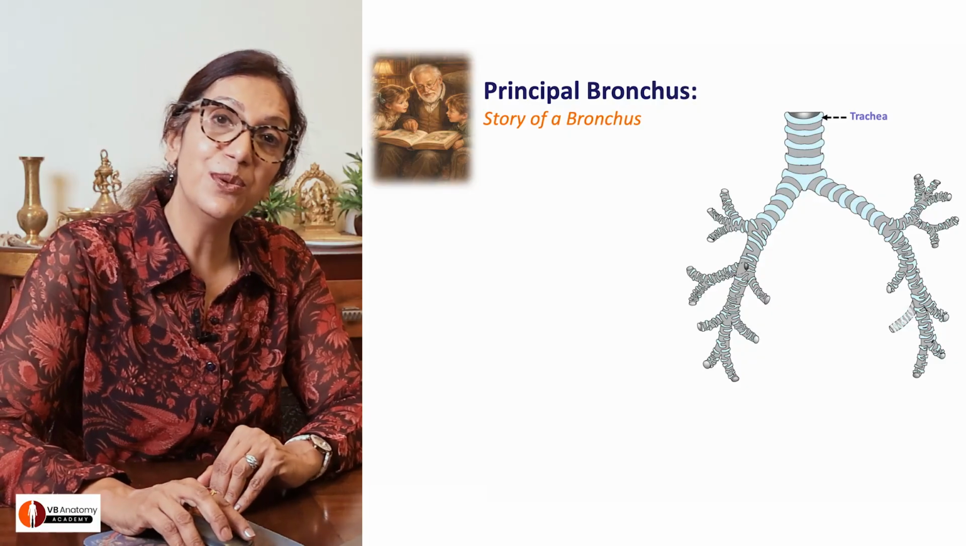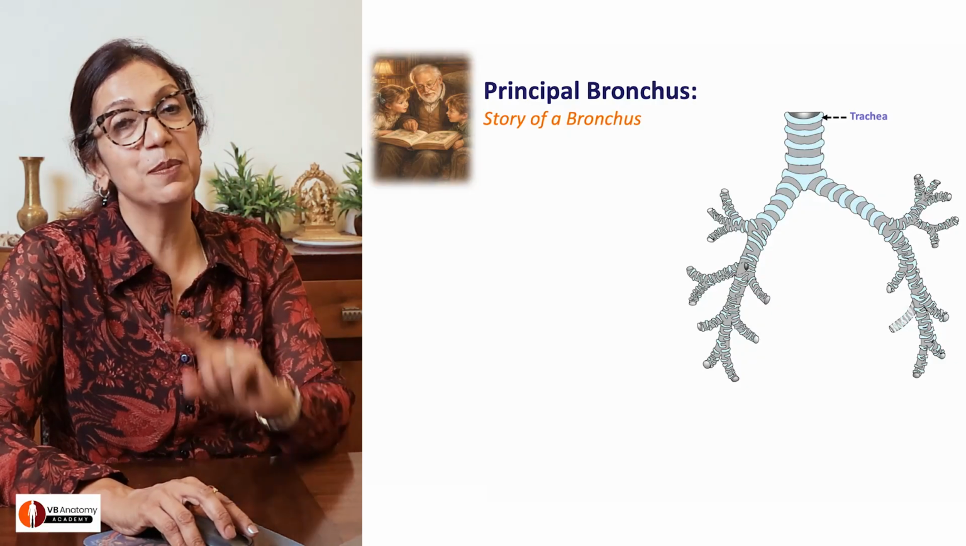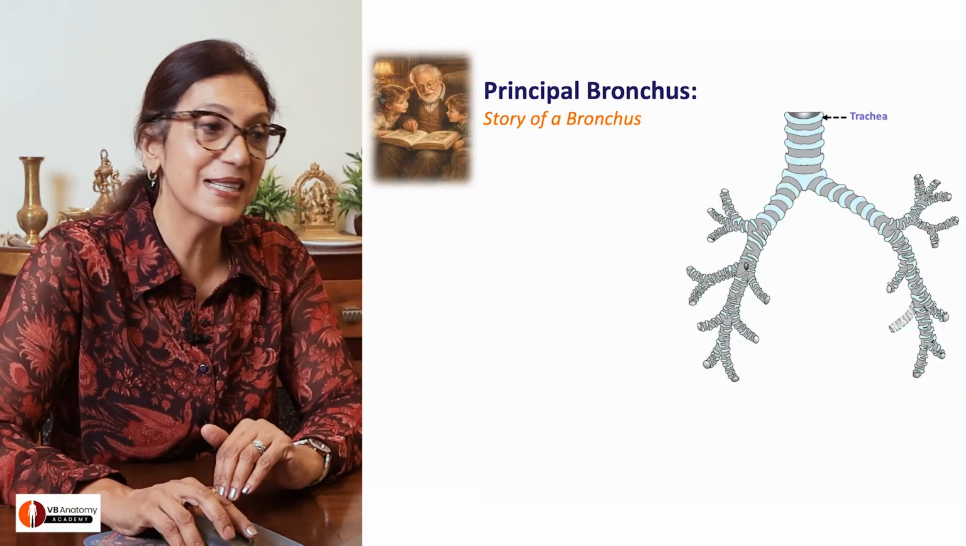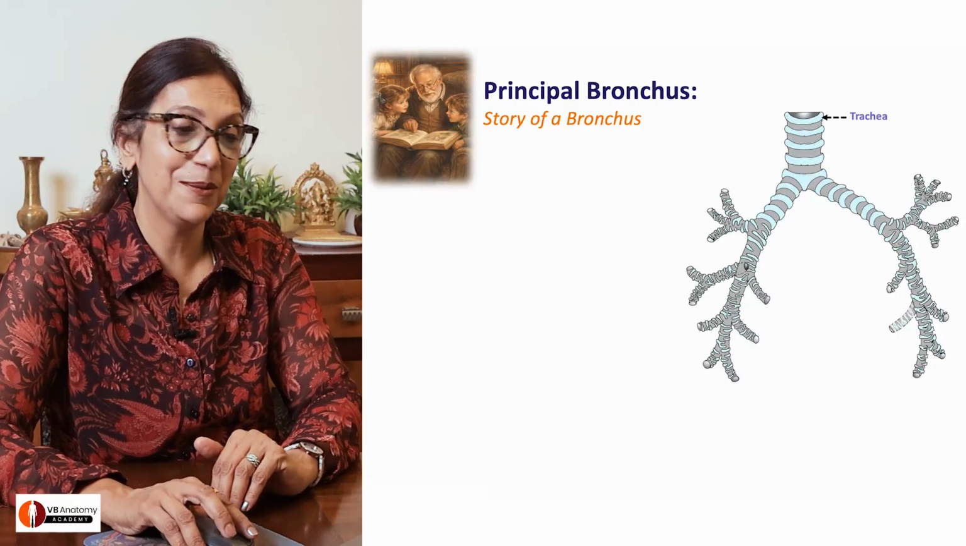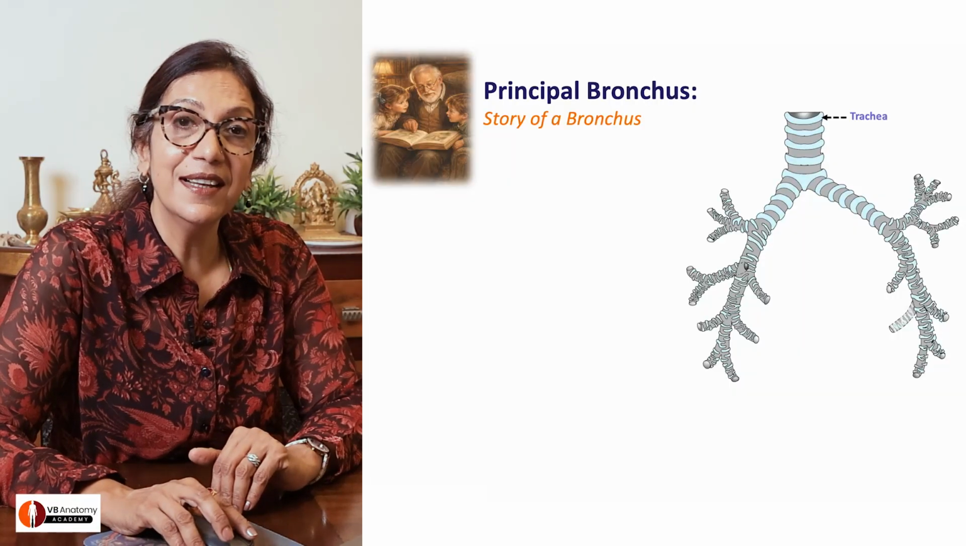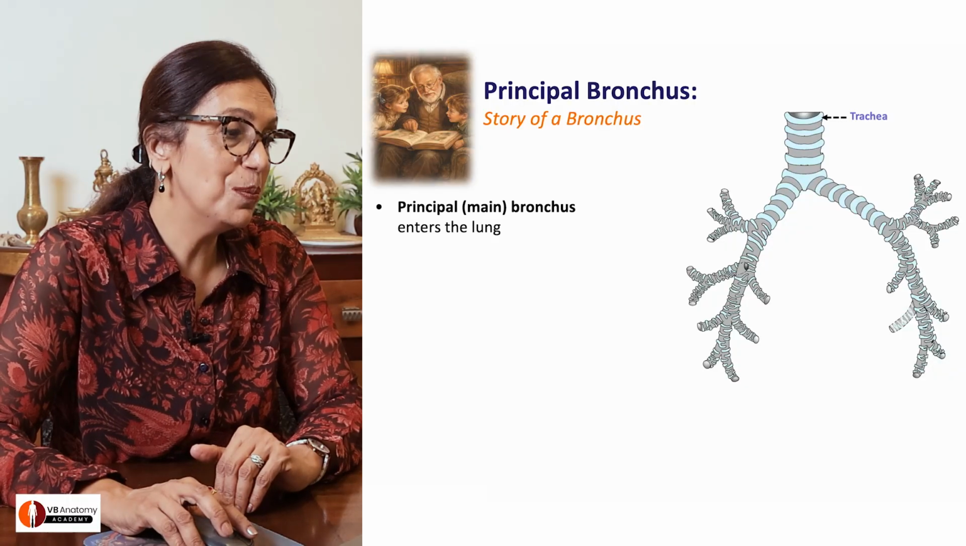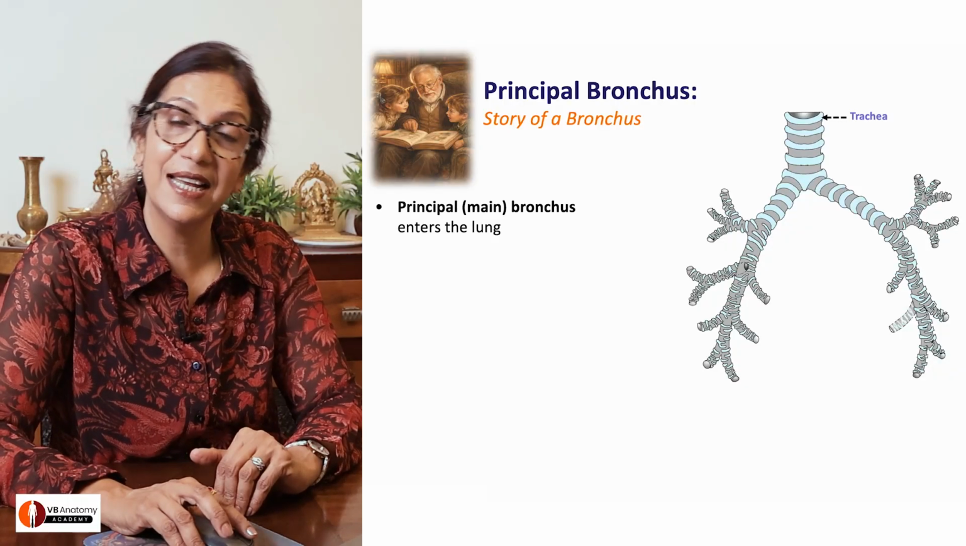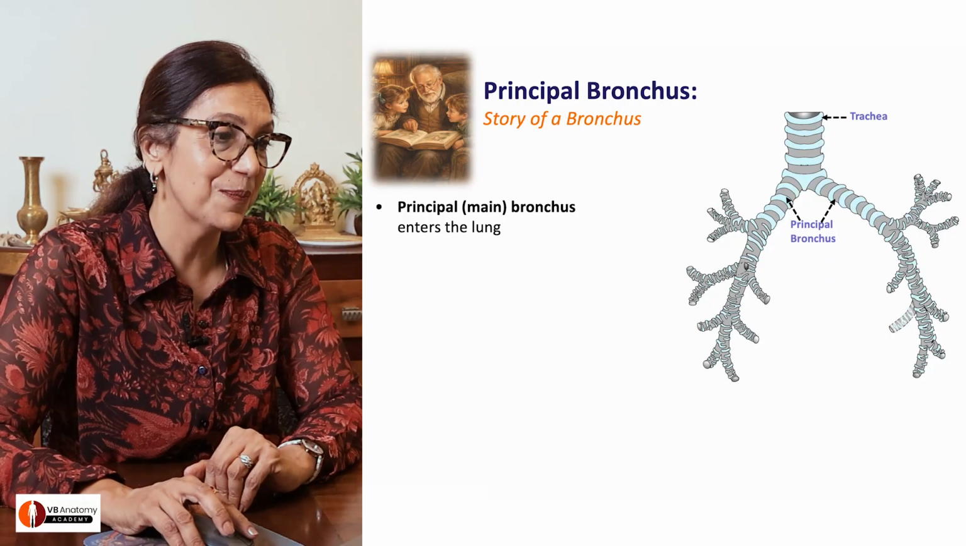I'm going to now tell you the story of the principal bronchus. Believe me, it's needed for bronchopulmonary segment. Come, let's begin the journey. There was a trachea. It got divided into two principal bronchi, right and the left. That's how the story goes.